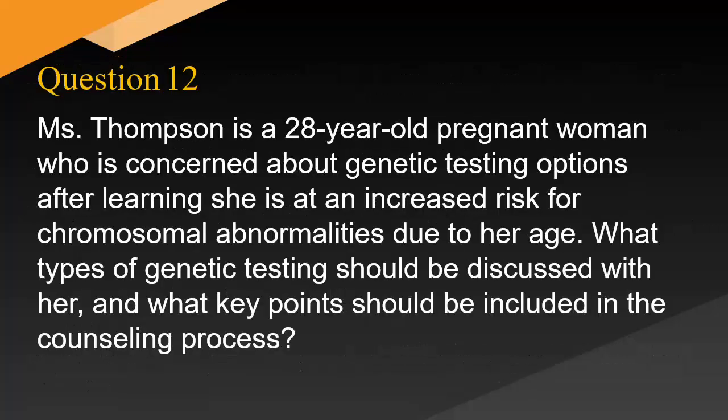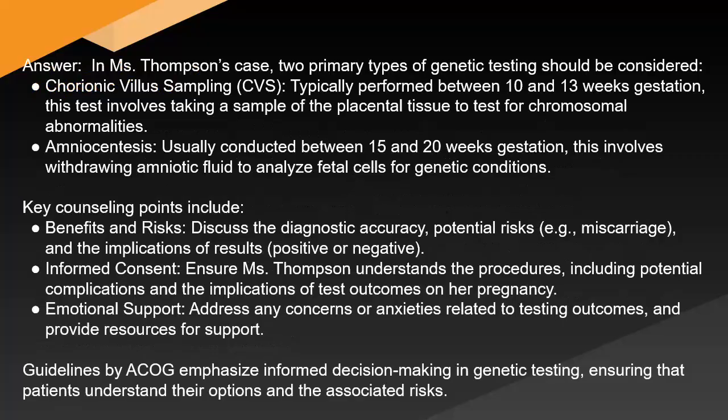Ms. Thompson is a 28-year-old pregnant woman who is concerned about genetic testing options after learning she is at an increased risk for chromosomal abnormalities due to her age. What types of genetic testing should be discussed with her, and what key points should be included in the counseling process? Answer: in Ms. Thompson's case, 2 primary types of genetic testing should be considered.